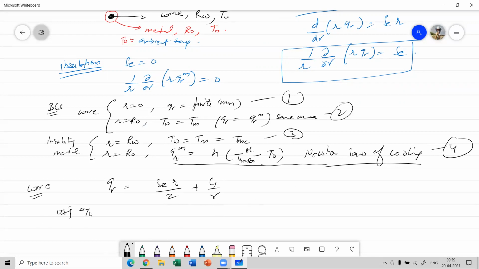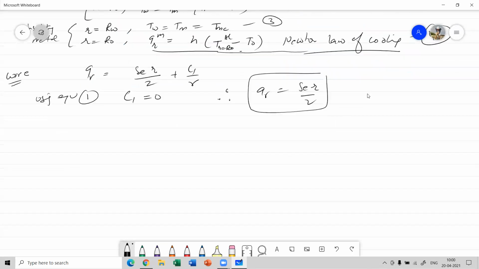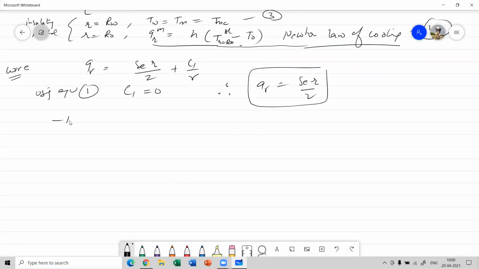Now using equation 1, we have C1 is 0. So therefore qr is equal to Sc R by 2. This is what we derived yesterday in the electric wire. So further, using Fourier's law of heat conduction, we have minus k dT by dr is equal to Sc R by 2. So we have the temperature profile as minus Sc R square by 4k plus C2.